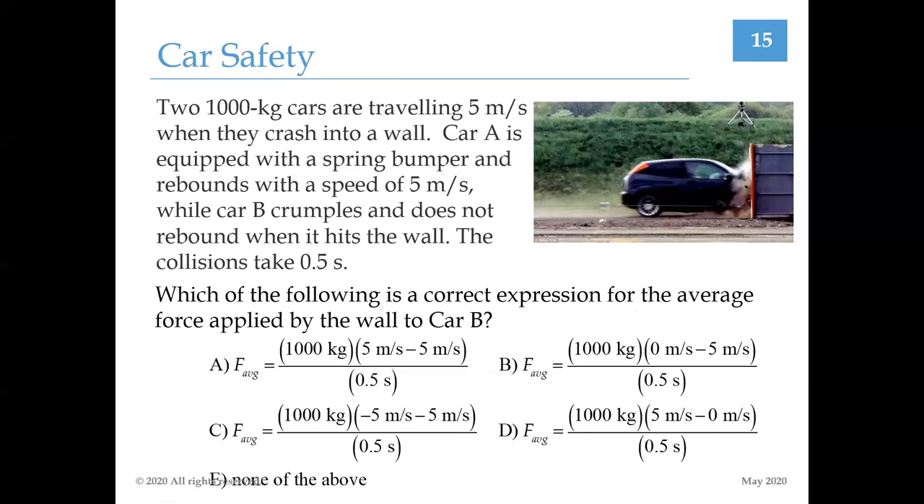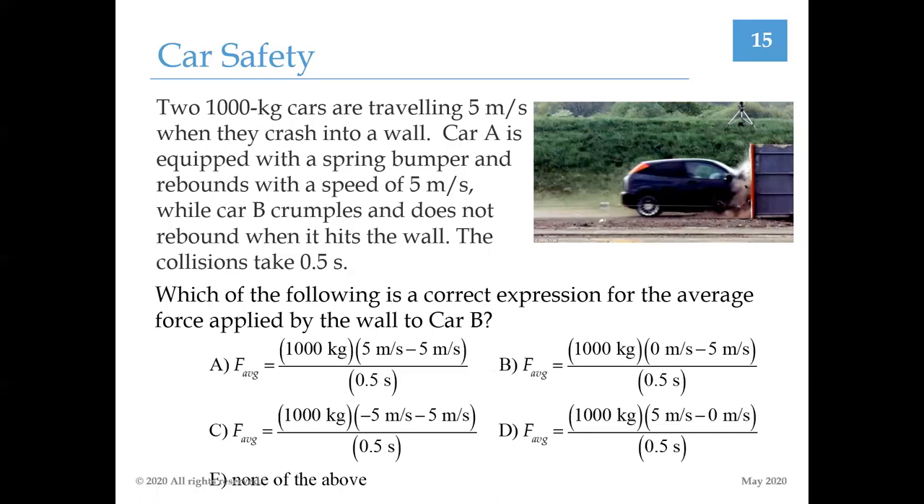Okay, so using the exact same kind of reasoning we did for car A, we want to think about car B. So again, we still have the same 1,000 kilogram car. We still have the same 0.5 second collision time. We still have the same 5 meter per second initial velocity. Now the difference is that instead of having a final velocity that is in the opposite direction, car B crumpled and came to a complete stop, meaning its final velocity should be 0 meters per second.